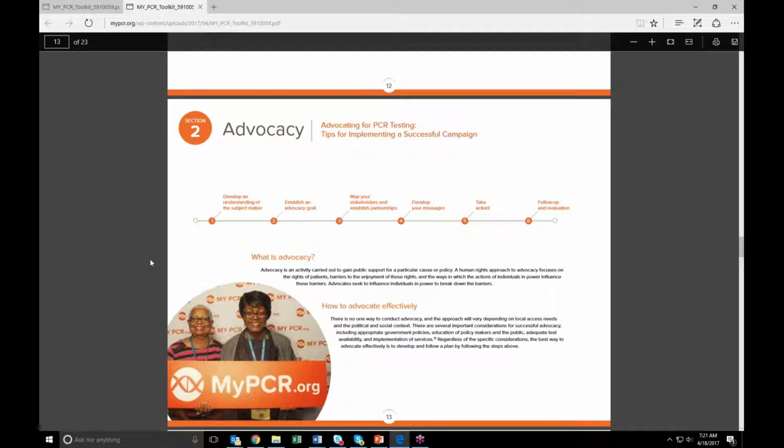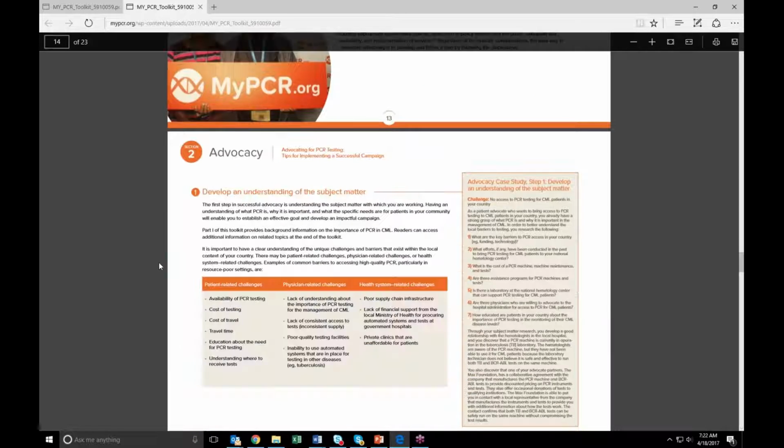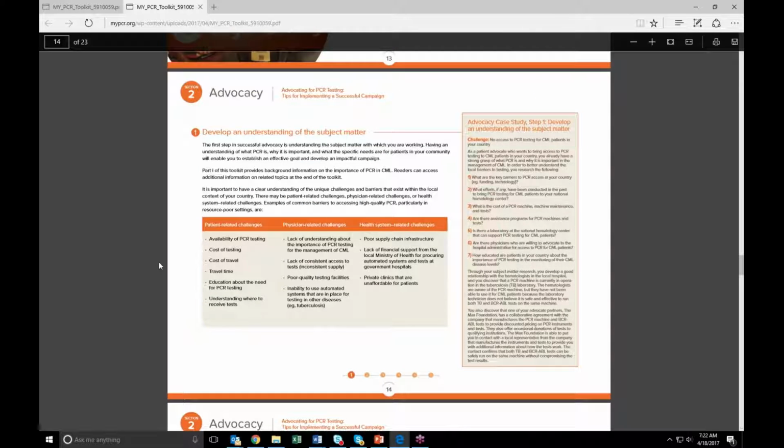So what we've done is we went and we found online a huge amount of how to advocate resources. And we took the very best from what we found online, and we used that as a framework to present an advocacy campaign on PCR testing. So we've had an introduction on what is advocacy and how to advocate effectively. And then on the next page, we've honed that down onto advocating on PCR testing.